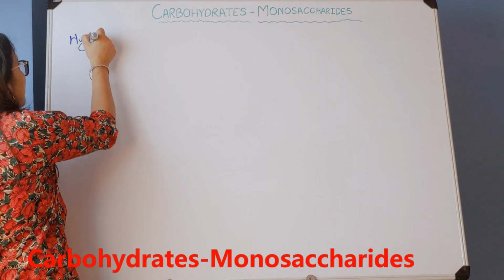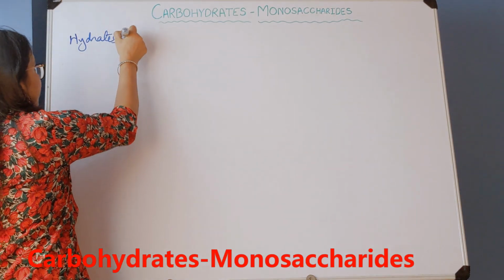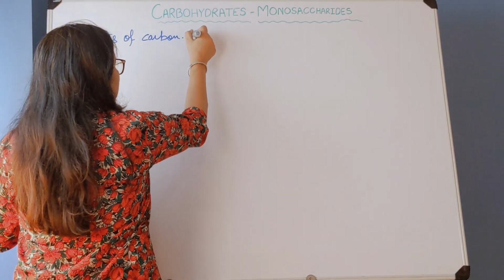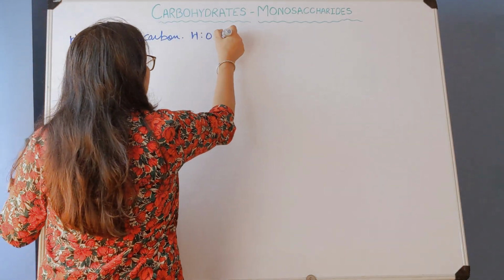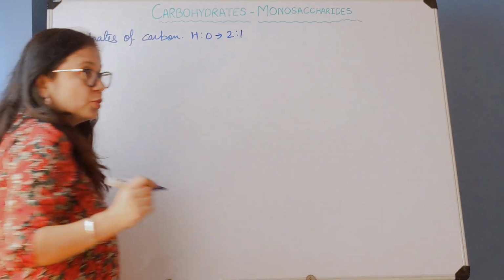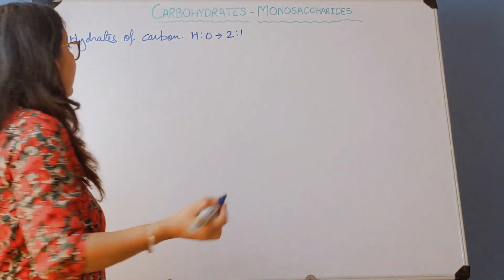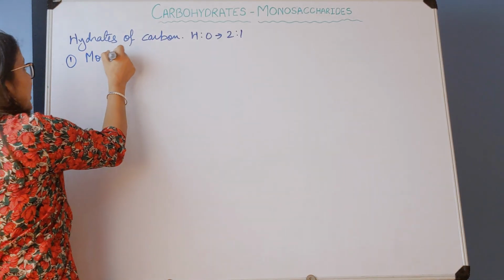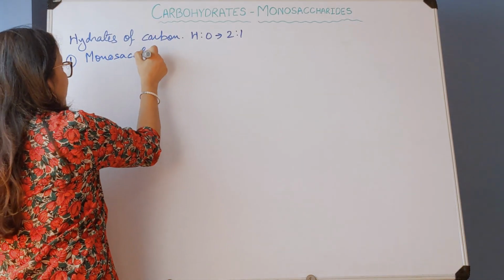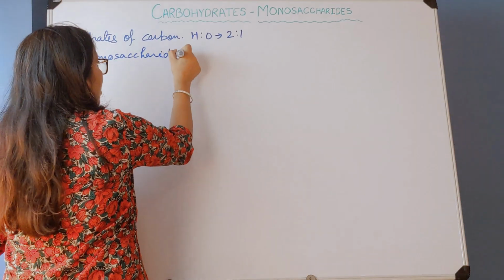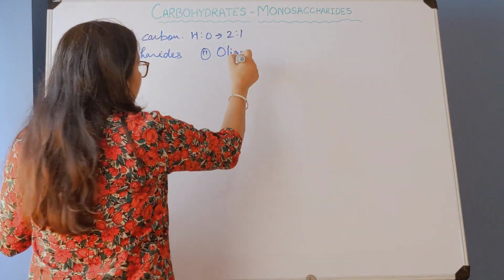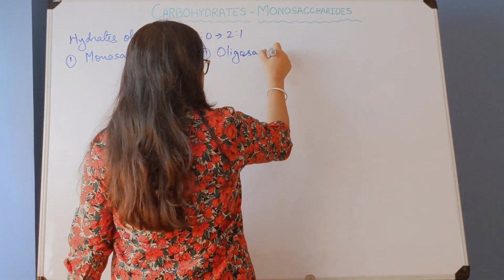These are hydrates of carbon, having hydrogen and oxygen in the ratio of 2:1. They exist in different forms like monosaccharides, oligosaccharides and polysaccharides.